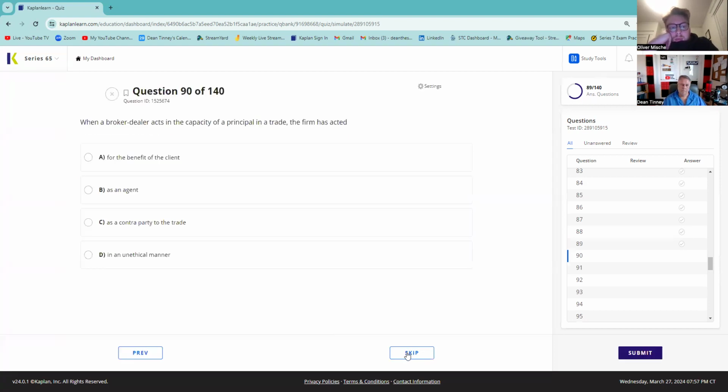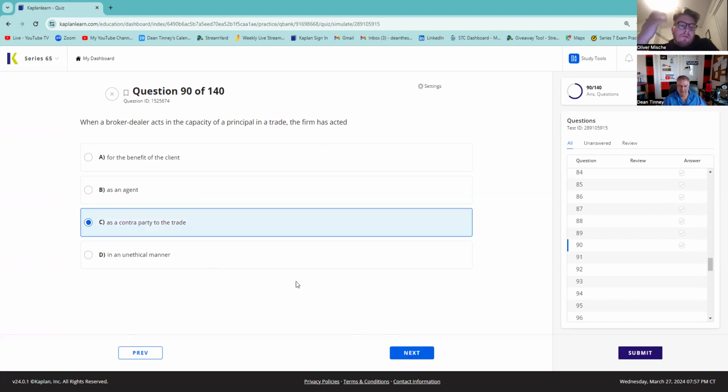When a broker-dealer acts in the capacity of a principal in a trade, the firm has acted as a counterparty to the trade. Yeah, that's the best answer. I don't really like the other answers. Yeah, it's not the others.